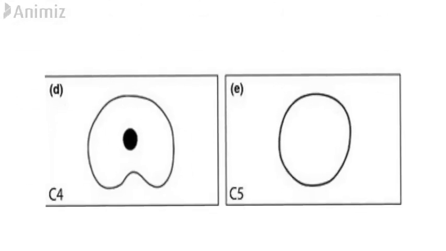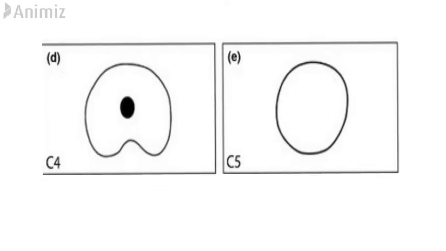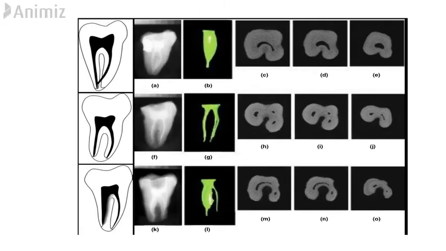And comes C4 and C5. C4 is one round or oval canal, and C5 has no canal lumen. Remember this. This is the anatomical classification. Let us now move to the radiographic classification of Fan. In radiographic, it is divided into three types.